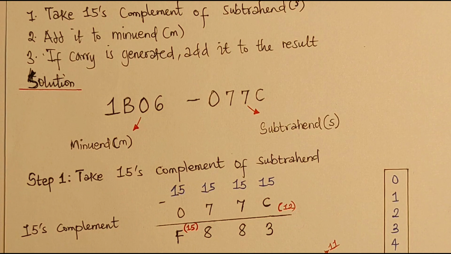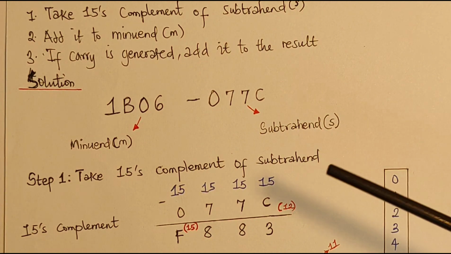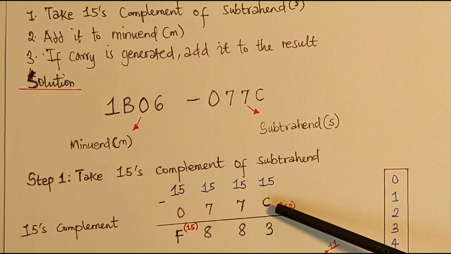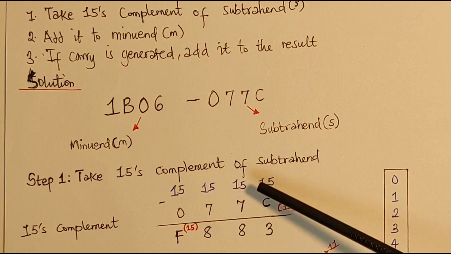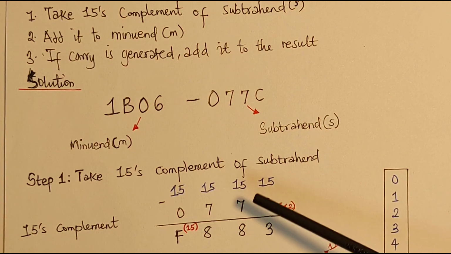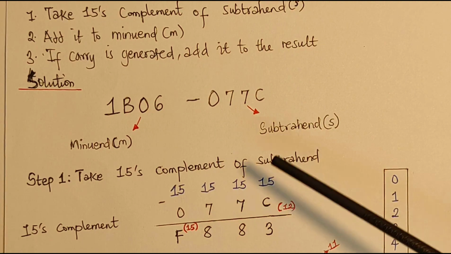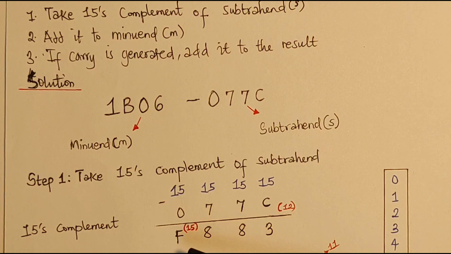So we came down to this value, which is 15 minus C. C is actually 12. 15 minus 12 will be 3. 15 minus 7 will be 8. 15 minus 7 will be 8. 15 minus 0 will be 15, but in hexadecimal form, we have to represent it as F.